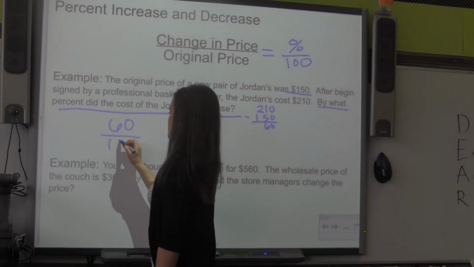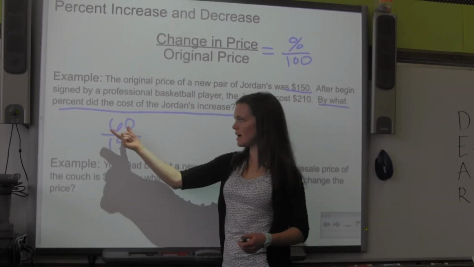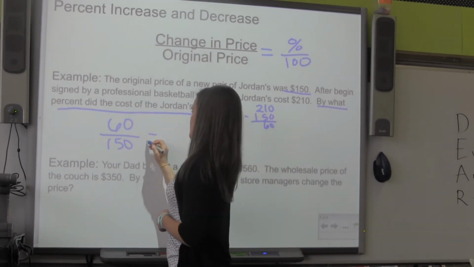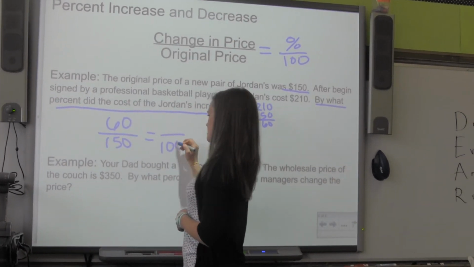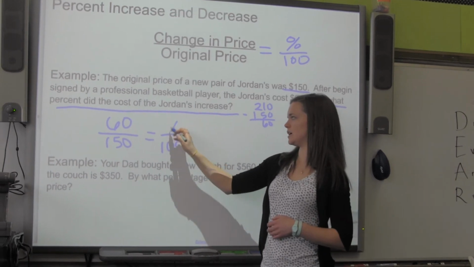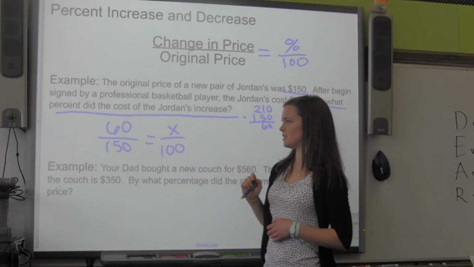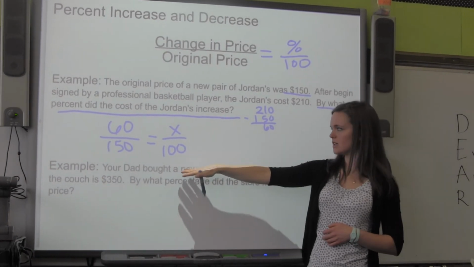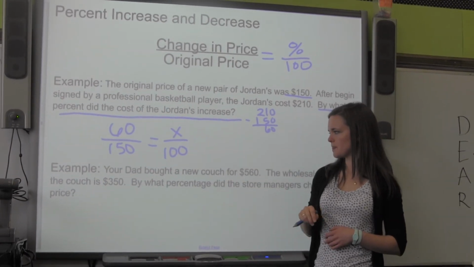Original goes on the bottom here. So we're comparing how much that price changed to how much they cost originally. And we want to say, well, if they cost 100 originally, how much would they have changed? We're finding the percent that they've changed. I would solve that using cross products just like I've solved every other proportion.